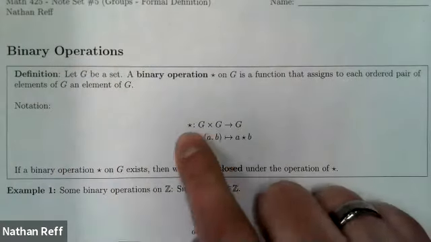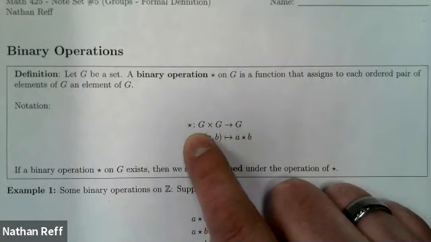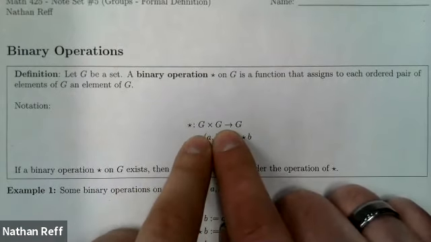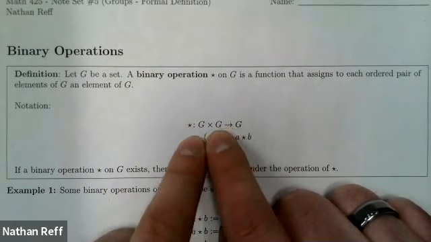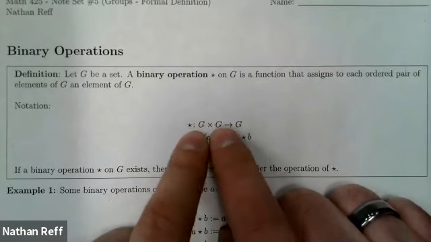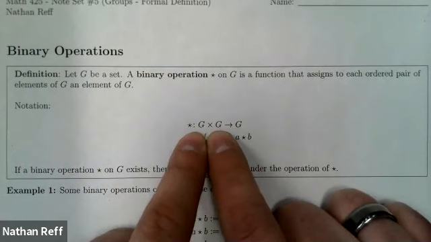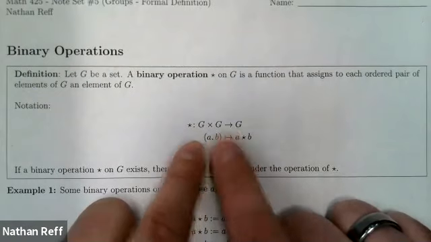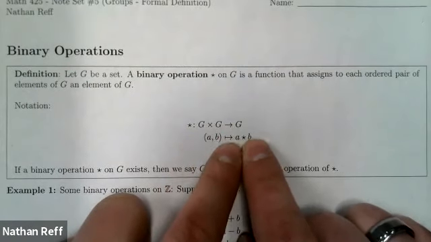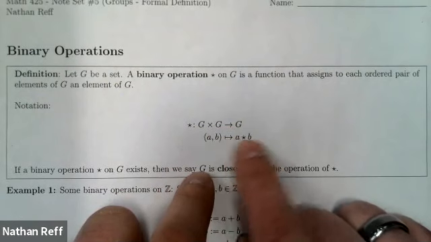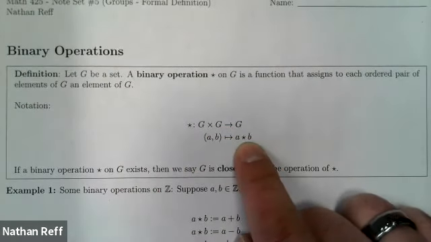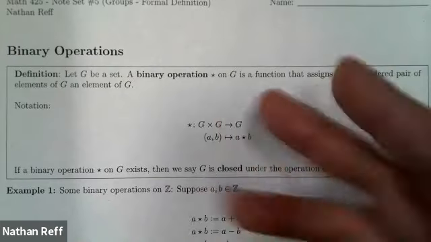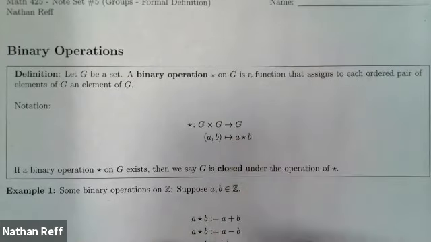Notation-wise, you can think of it as a function from the Cartesian product of the set with itself, so your input is going to be a pair. You give me two things, right? A pair, and then it outputs an element of that set. So you give me a pair of elements, a and b, and you combine them in some clever way. That's what that star means. It might be an addition, a multiplication, a rotation, or some other weird method of combining these. Function composition, whatever you want.